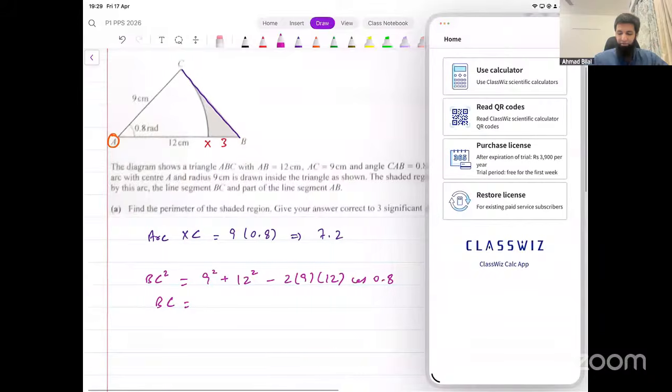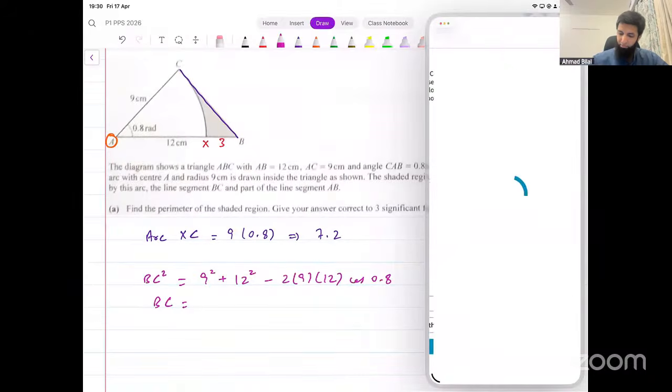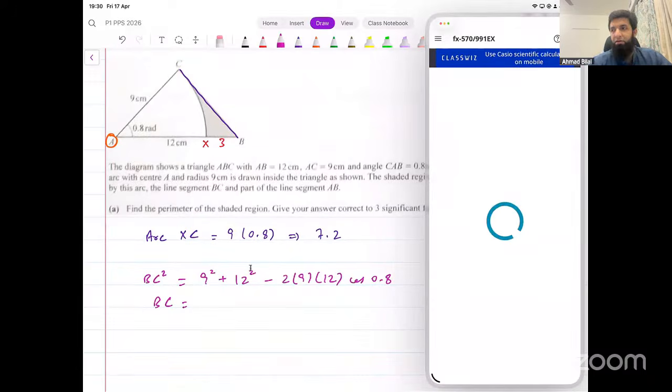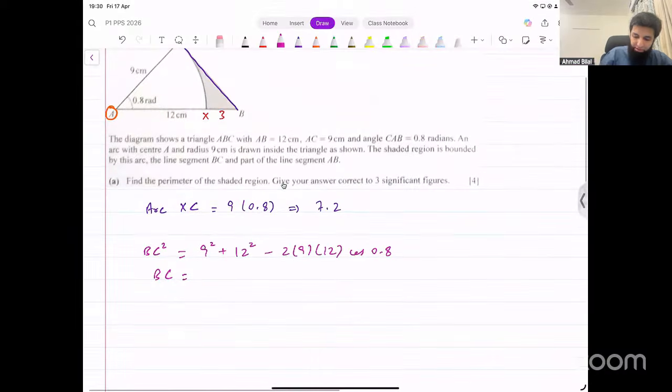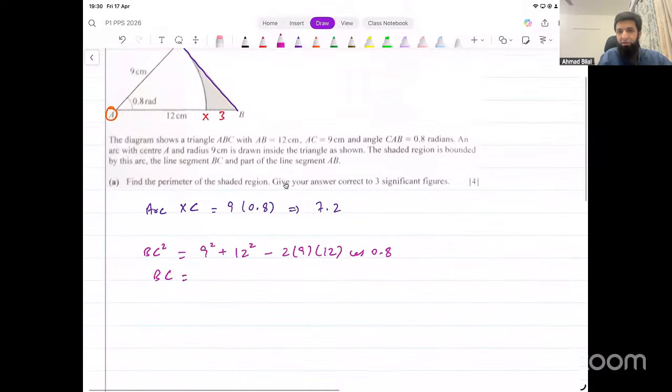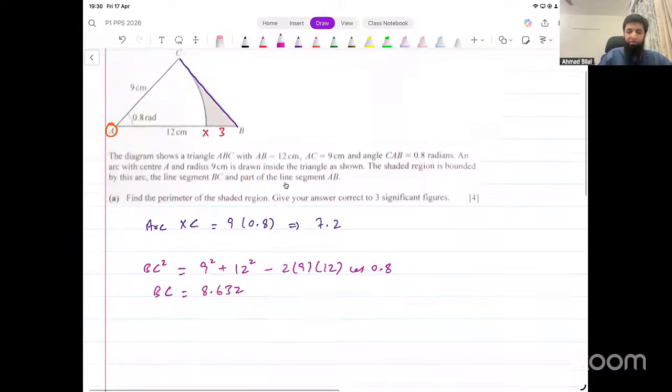Let's see what this turns out to be. Has anyone done this? What's this side? 74.511. Okay. 74, is that BC squared or just BC? I think it's BC squared, right? When you take the square root of that, that is 8.632. Okay, thank you. 8.632, that's the side BC.